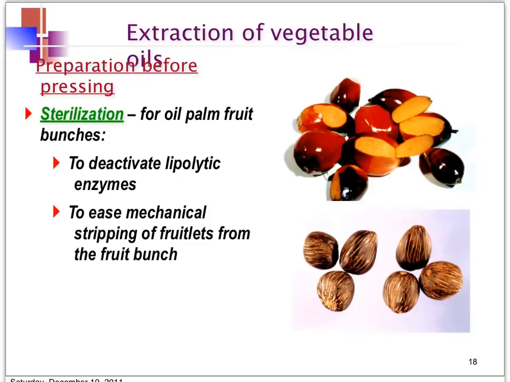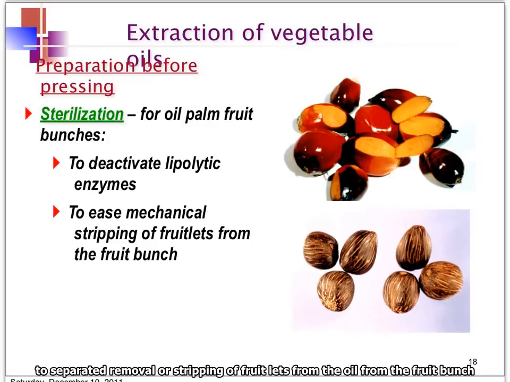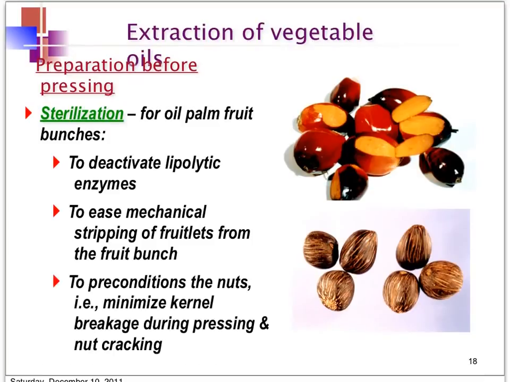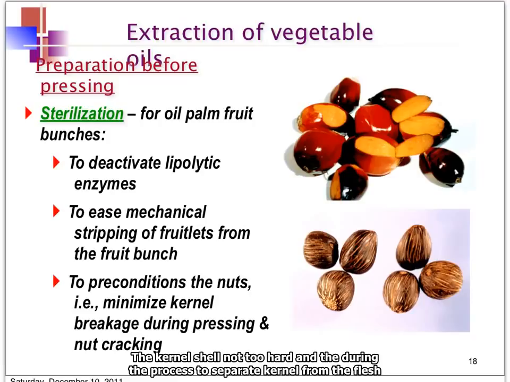And the high temperature during the sterilization process also serves to soften the fruit and to facilitate the removal or stripping of the fruitlets from the fruit bunch. Also, the high temperature in the sterilization process will soften or precondition the kernel, so that the kernel shell is not too hard.